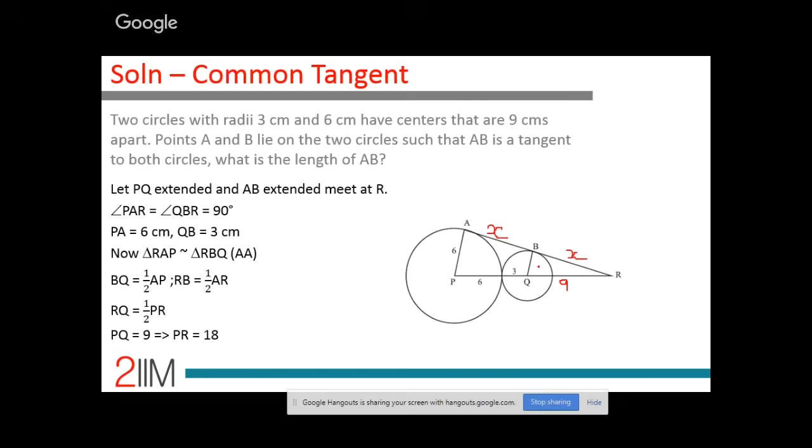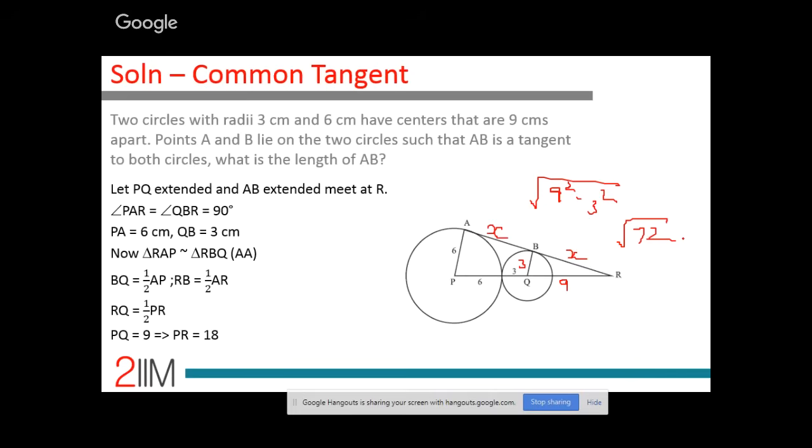So if this is 9, QB is 3. We find X, we find this. If we find BR, we can find AB. Both are equal. How do you find BR? Pythagoras theorem. So square root of 9 square minus 3 square. Root 72. That's your answer. And so BR square plus QB square is RQ square. And so in this tangent thing, make sure that you know where the right angle is.